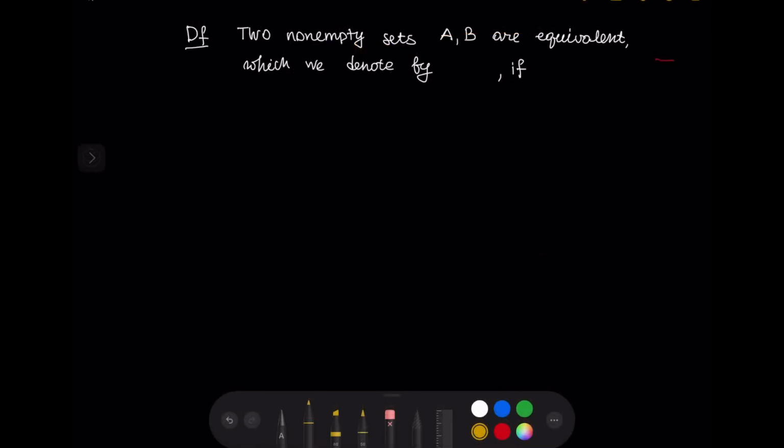So let us now talk about equivalent sets. So let us give a definition. Suppose we have two non-empty sets A and B. We say that they are equivalent, which we denote by A wiggle B, so A equivalent to B, if there exists a bijection f from A to B.